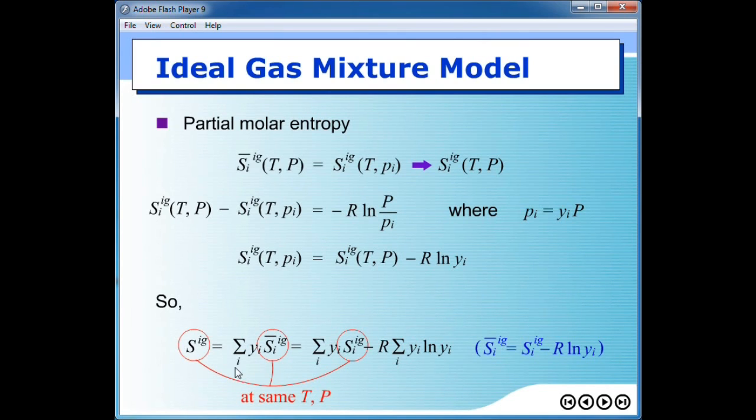But you have to remember that all terms here are at the same temperature and pressure. But physically, they are different. Don't be confused. This one is the mixture property. This one is the property of one single species in the mixture. The difference between these two is that the one on the left is the whole mixture, and the second one here is for one species in the mixture. The one on the right is the same species, but in the state of the pure component.